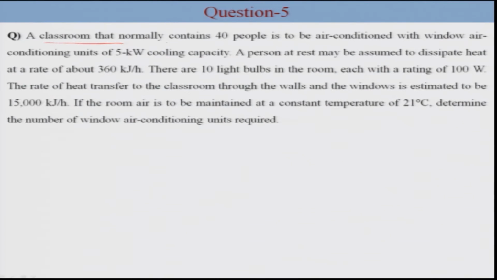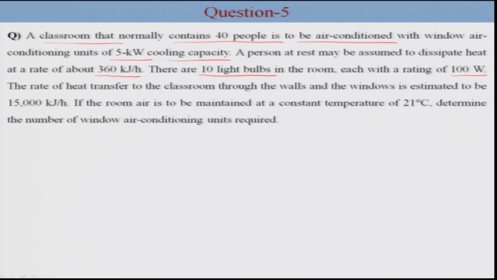A classroom that normally contains 40 people is to be air conditioned with a window air conditioning unit of 5 kilowatt cooling capacity. So, one air conditioner has a cooling capacity of 5 kilowatts. A person at rest may be assumed to dissipate heat at a rate of about 360 kilojoule per hour. So, there are 40 people in the room and each person is assumed to dissipate heat at a rate of 360 kilojoule per hour, and there are 10 light bulbs in the room, each with a rating of 100 watt.